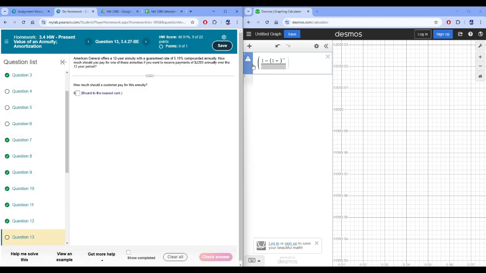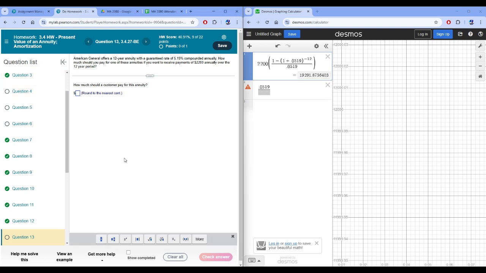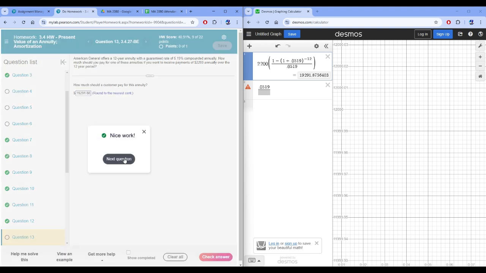Now we go back here. My payment is 2200. I is 0.0519 divided by 1, so it's just 0.0519, raised to the negative 12-year period. So how much should the customer pay for this? $19,291.88. Yep, it's a big payment.